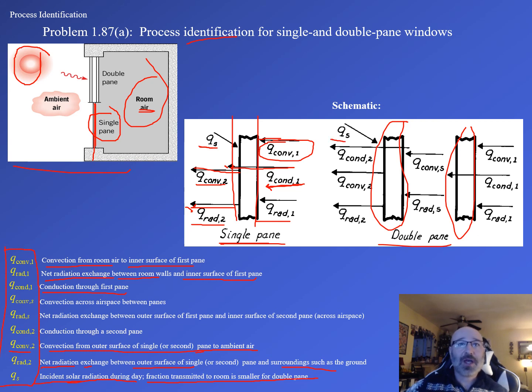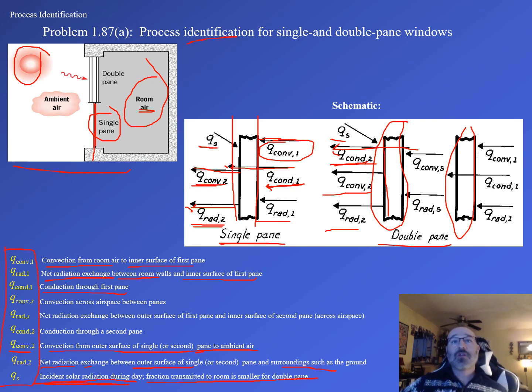So there's your QS acting on this outer surface of the outer pane right there, which again is that incident solar radiation during the day coming in there. Then you have your Q conduction 2, Q convection 2, and Q radiation 2, which we've already discussed before. The only difference is you can see over here we had convection and radiation. Now we also have a conduction term going through this guy right there as compared to when we're dealing with a single pane right there.